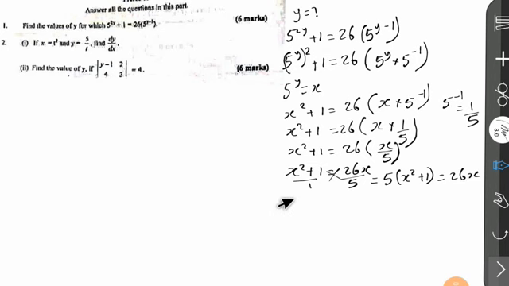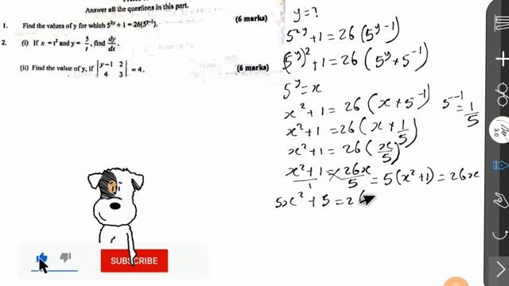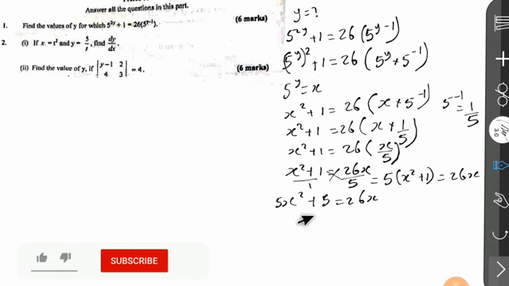So next, let's open the bracket we have here. 5 times s squared gives us 5s squared, plus 5 times 1, which gives us 5, and it will be equal to 26s. So if you see the question like this now, this will give us a quadratic equation.